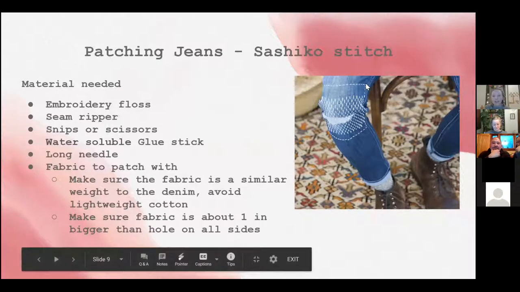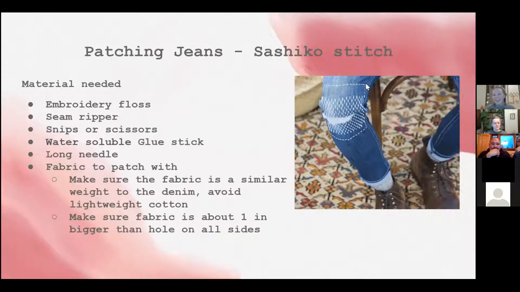All right, so to patch your jeans, this Sashiko style, it's a Japanese style of stitching clothes. It translates into tiny stabs, I think, which is kind of what you do when you thread the needle through your clothes. So what you'll need is embroidery floss, a seam ripper, scissors or snips, a washable glue stick, and if you don't have a glue stick, you could use pins. You'll want to use a long needle, and then fabric to patch with.